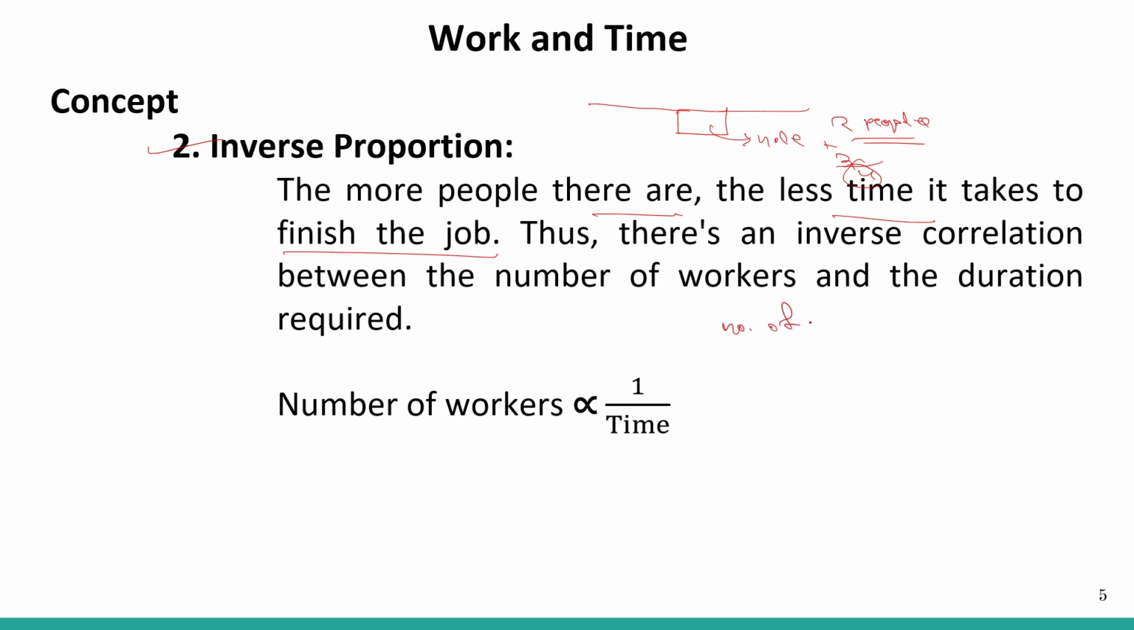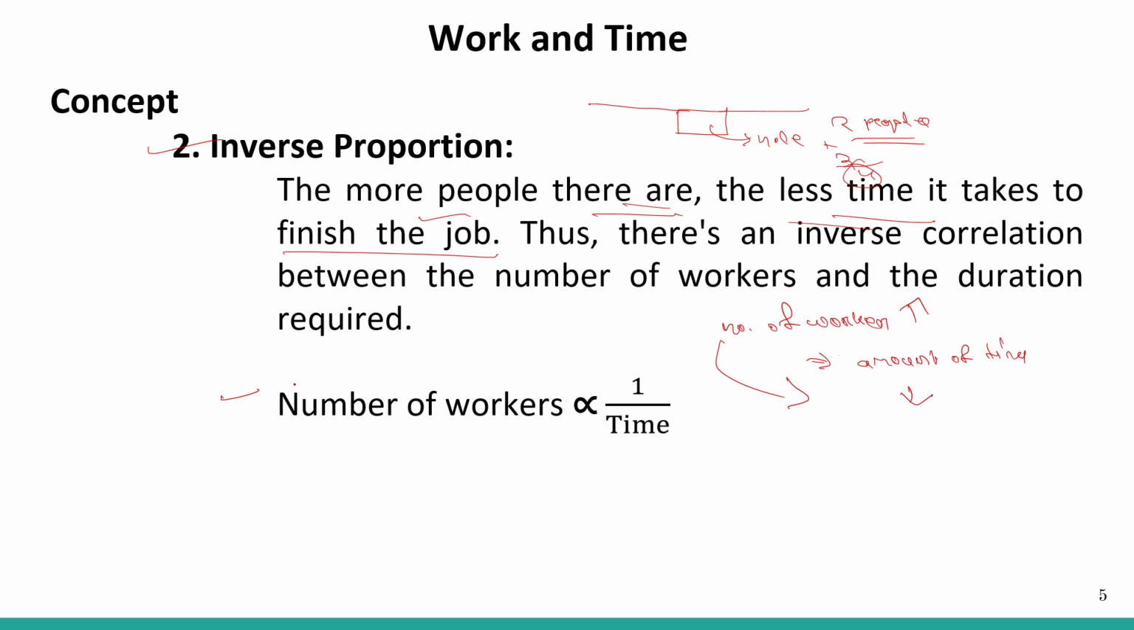So the number of workers increases implies the amount of time decreases, right? So this is the relation that is called inverse proportion. The more people there are, the less time it takes to finish that job. Thus, there is an inverse correlation between the number of workers and the duration required. So the ratio at which the number of workers increases is the same ratio at which the amount of time will decrease. So this is the inverse proportion relation.